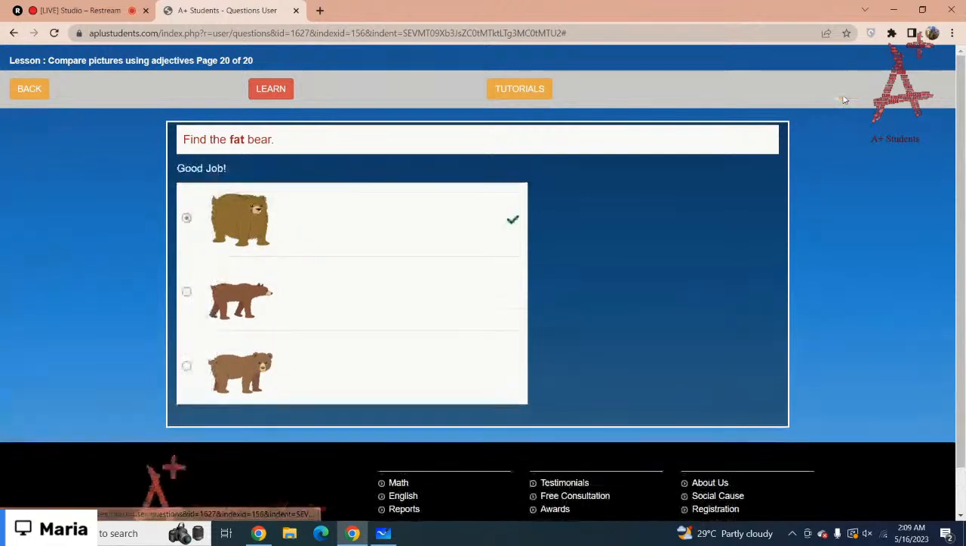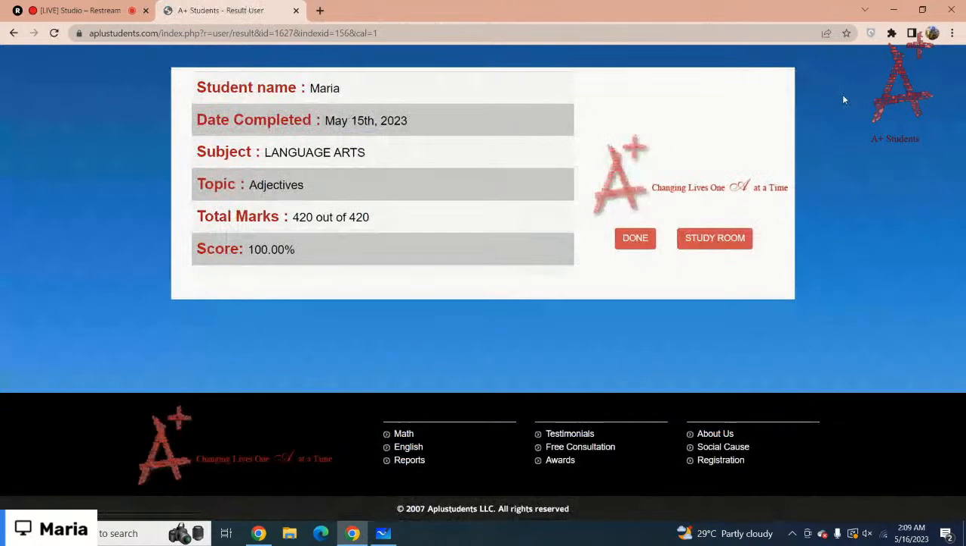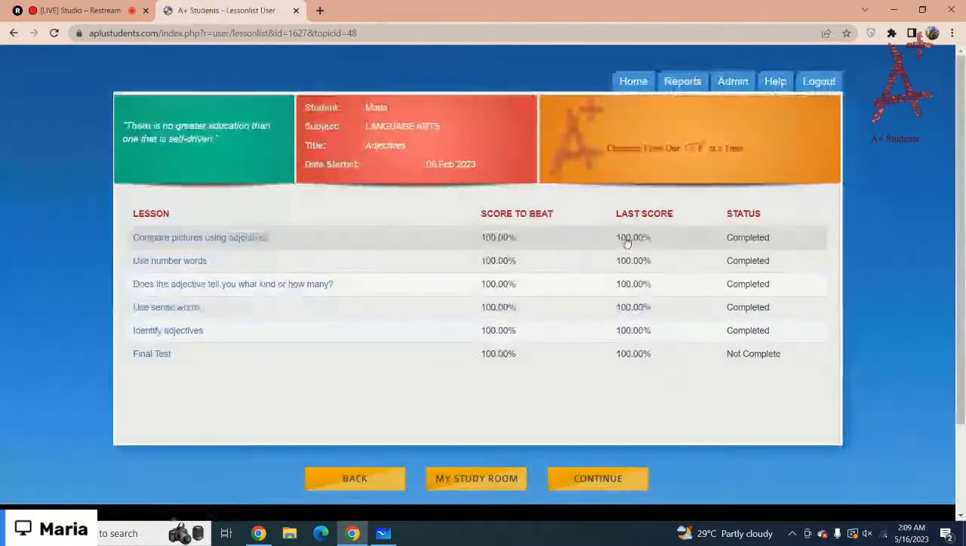Got it. We are done. Fat bear, sorry. We are done with the lesson. We're done with the questions. Let's just move on to the next lesson. Okay, the next one is use number words.